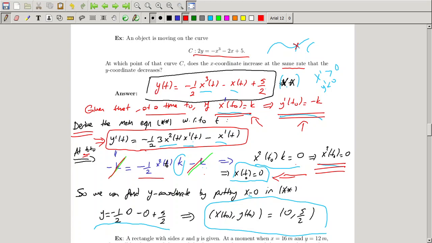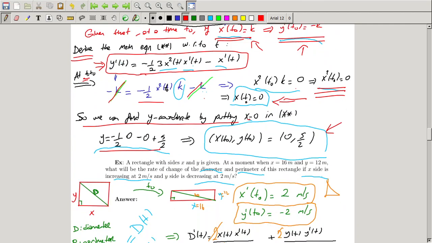So the x coordinate is 0, what is the y coordinate? You can just put x equal to 0 in the equation, you get y is equal to 5 over 2. So the desired point that we are searching for is (0, 5 over 2). This is the answer.